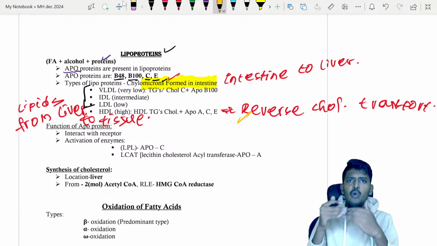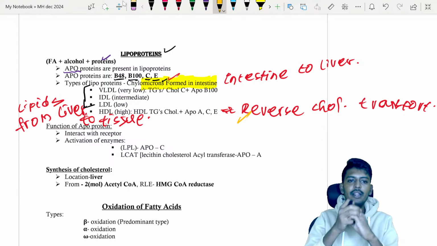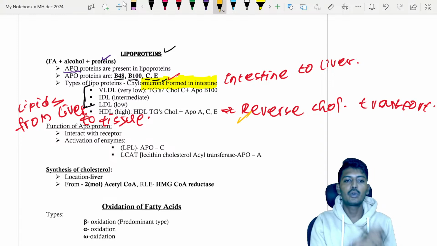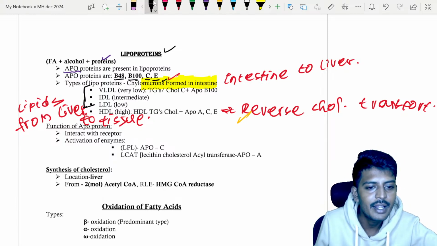Sir, you have been telling us about lipoprotein and apoprotein. What is the function? How do they work in the body? Lipid has bound with the apoprotein, and now it becomes a lipoprotein. Now what does this apoprotein do? It is responsible for the interaction with the receptors.